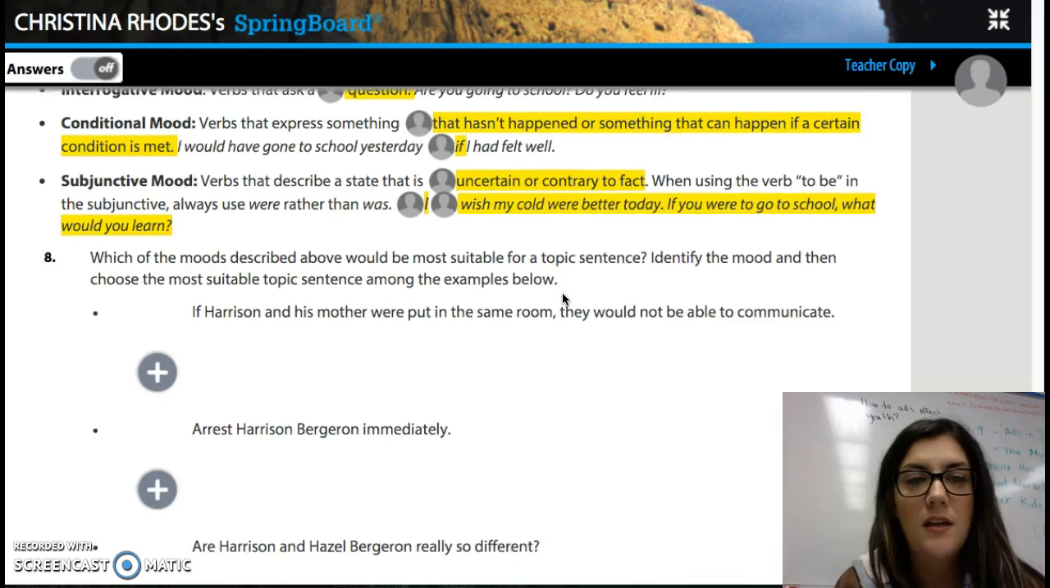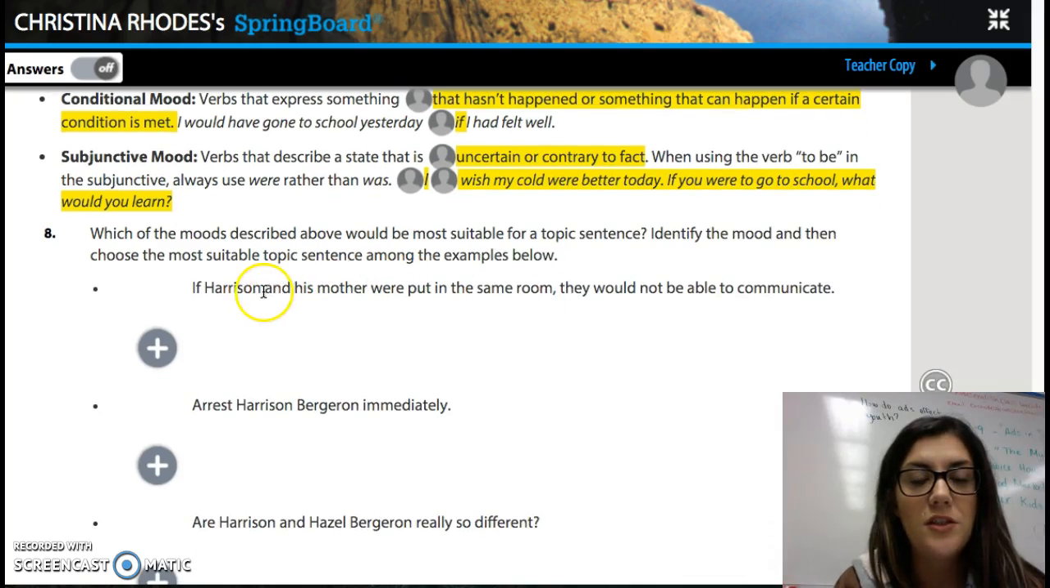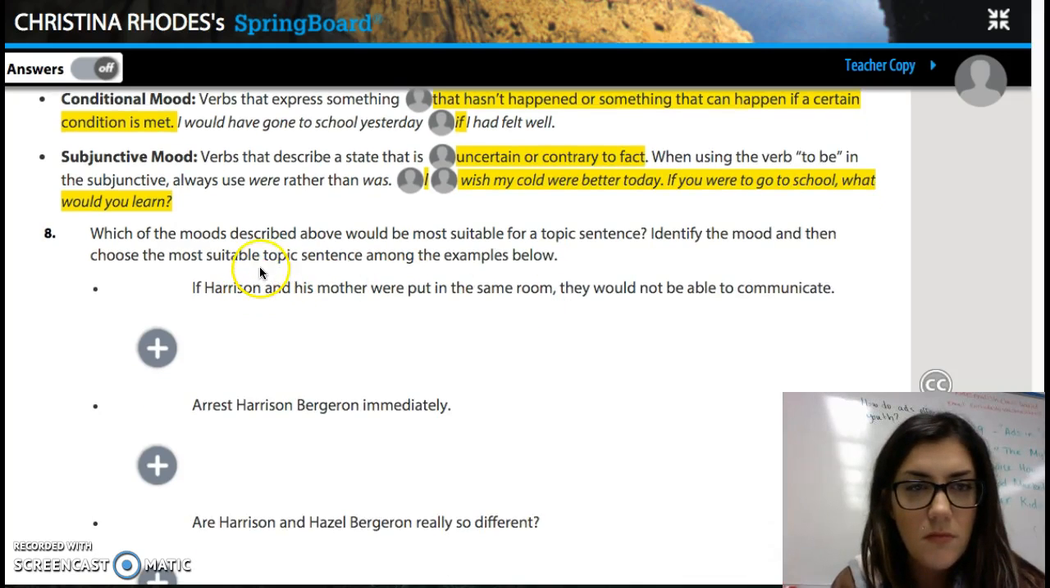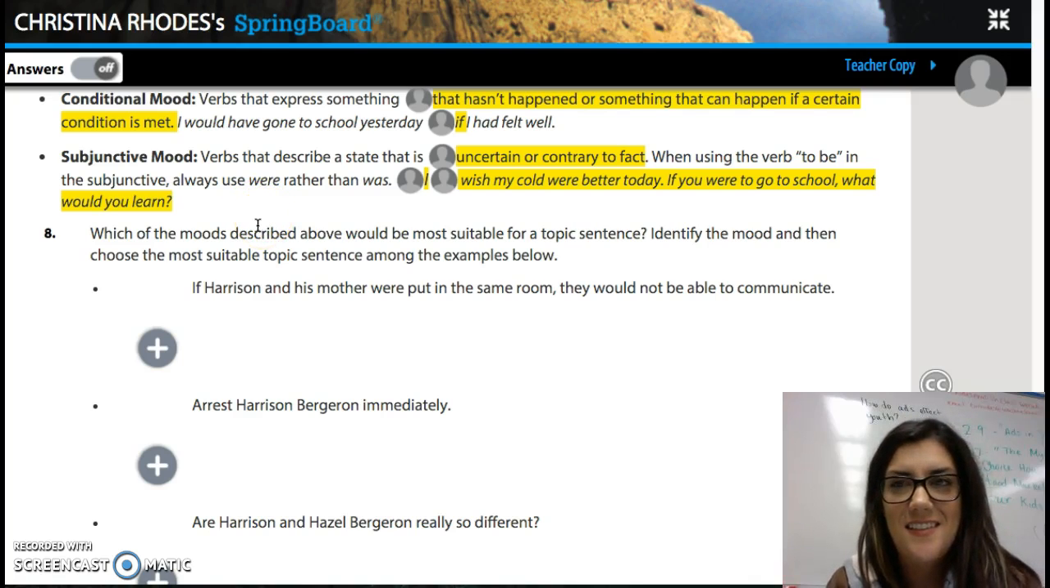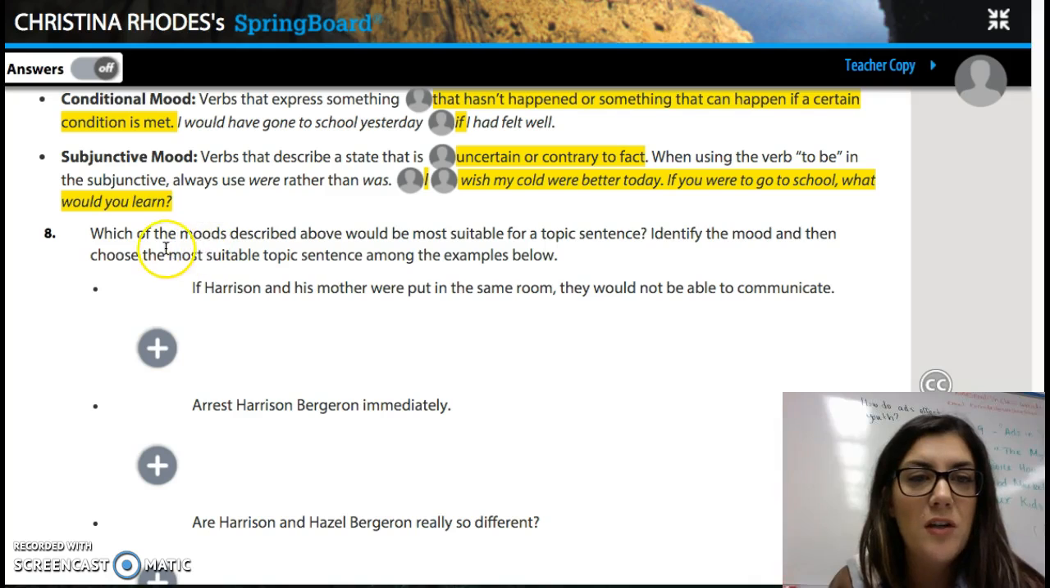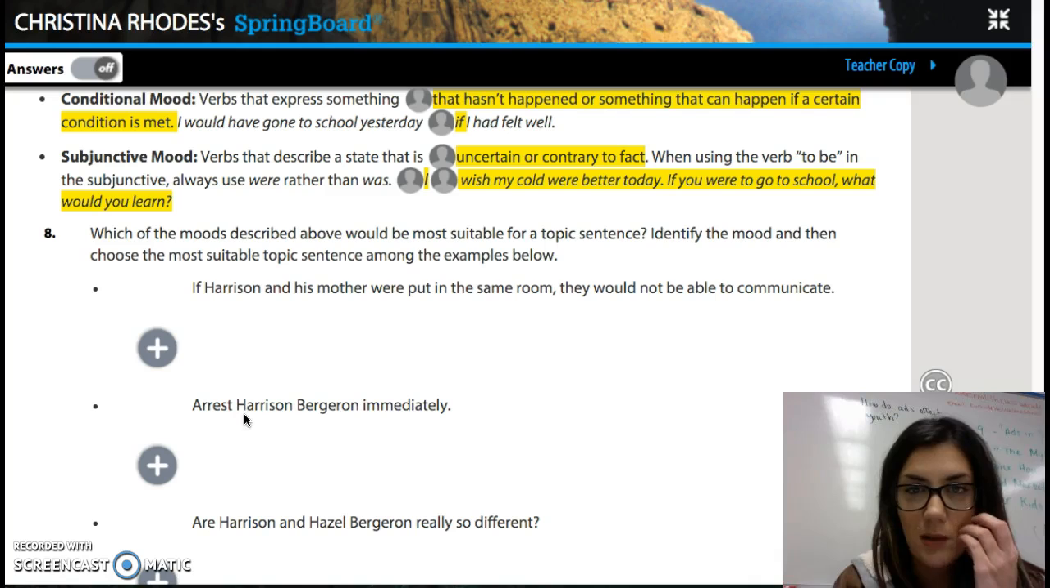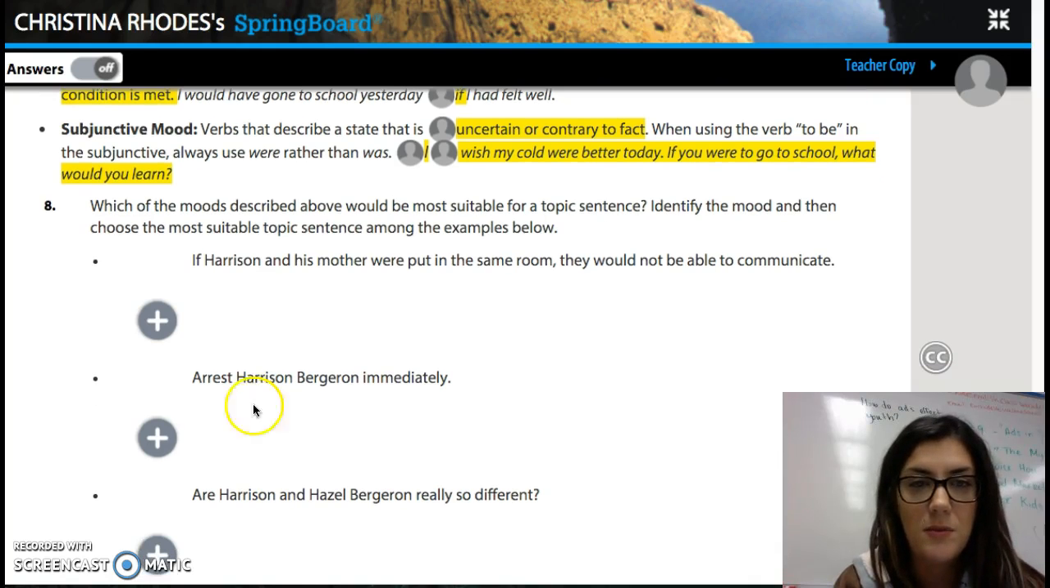All right. Number 8, you are going to please read subjunctive mood to your shoulder partner. Number 8, you are going to decide which of these moods is most suitable for the topic sentence. So you're going to circle one at the end. What would be the best one for the topic sentence? Then you're going to identify each mood. So choose the most suitable topic sentence among the examples below.